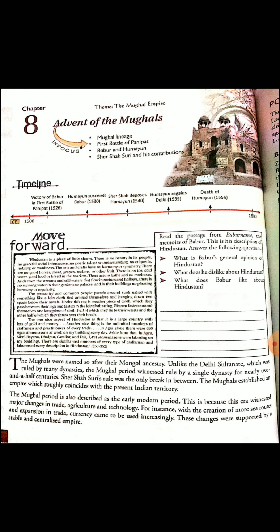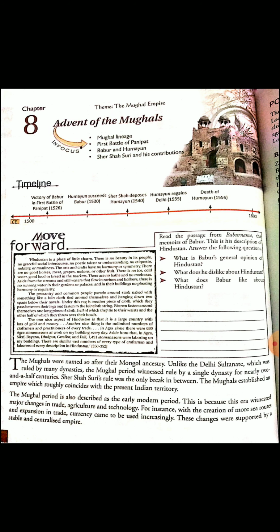I told you, when we were doing the Delhi Sultanate, that under it we had different dynasties, isn't it? You had the Lodi dynasty, the Tughlaq dynasty, the Slave dynasty, and so on. But under the Mughal Empire, you do not have small dynasties. It is a huge, big Mughal Empire, and it lasted for almost 250 years. In your book, it is given as nearly 2.5 centuries. Underline that and write 250 years.